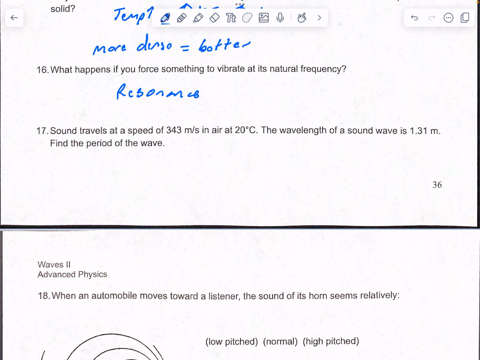17, sound travels at the speed of 343 meters per second at 20 degrees Celsius. The wavelength of the wave is 1.31. Find the period of the wave. So we have our equation v equals wavelength over T. We're just going to plug in. v is 343, wavelength is 1.31, and then T is right there. Could you have done this another way? There's always different ways to do this, but this is probably the quickest way. So I'm going to switch those two: 1.31 divided by 343, and I get a period of 0.0038 seconds.